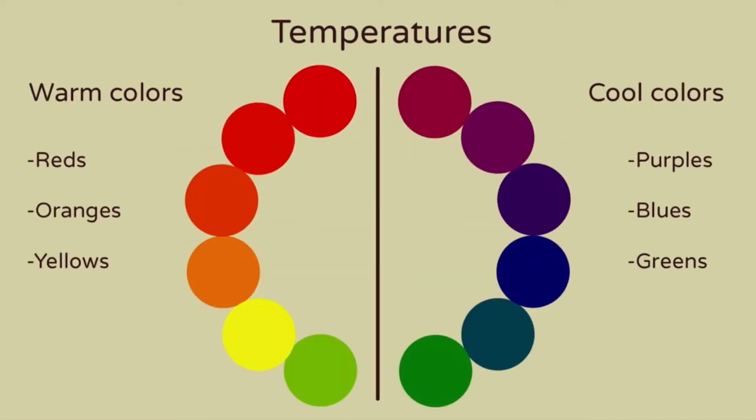When artists talk about color temperatures, they mean either warm colors, which are reds, oranges, and yellows, or cool colors, which are purples, blues, and greens. Opposite temperatures create visual contrast and have different psychological effects. Generally, warm colors appear bright, cheerful, and happy, while cool colors appear dark, mysterious, and gloomy. This is not always the case though. It really depends on how you present the colors.